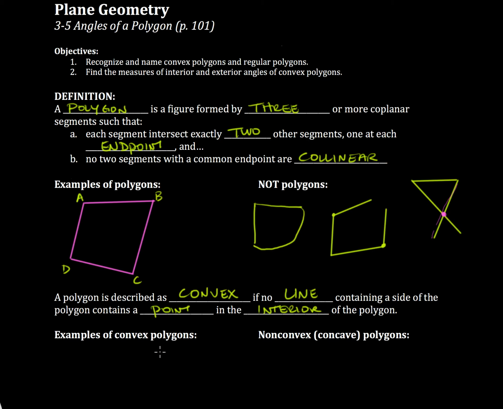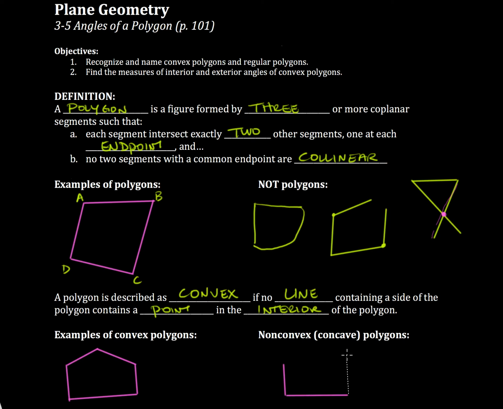Now, we can break polygons into two groups, convex or concave. A convex polygon is something like what I drew up here, or if I want to draw another one, I'll draw one with 5 sides. It would look maybe something like this. If I made a convex polygon with 5 sides, maybe it would look something like this.